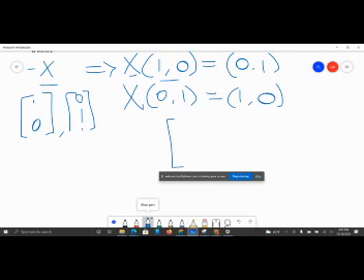So now we can create a matrix that actually just contains these affected basis vectors. So it's going to give us 0, 1. We're just taking this and listing it, and 1, 0. Okay. And this is actually the representation of the X operator according to this basis.